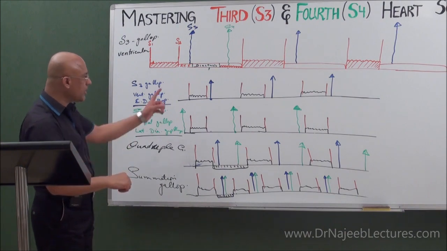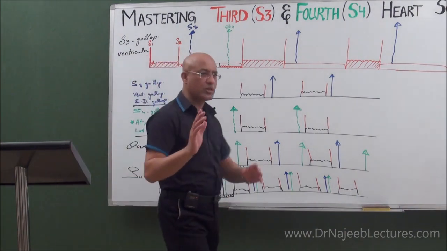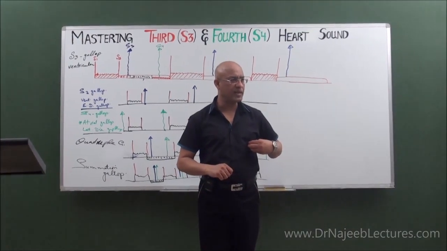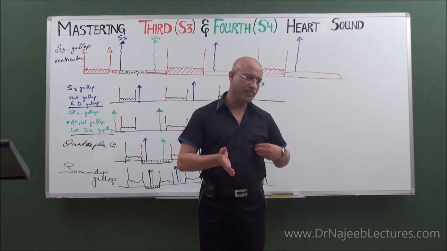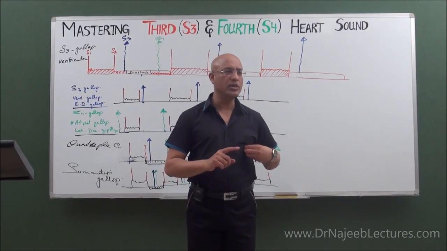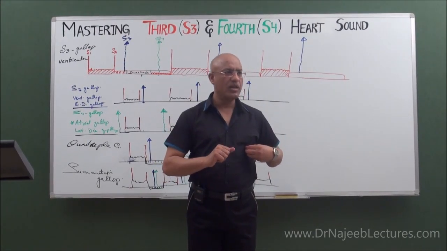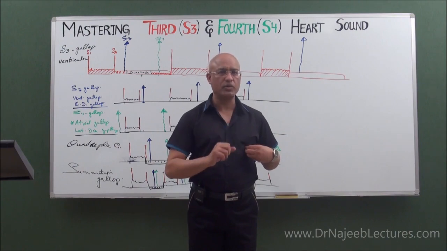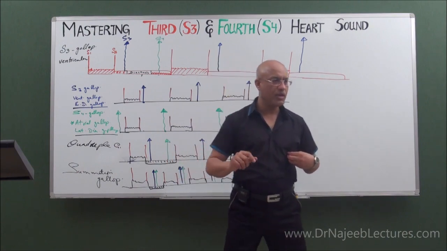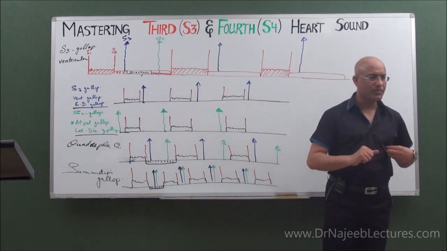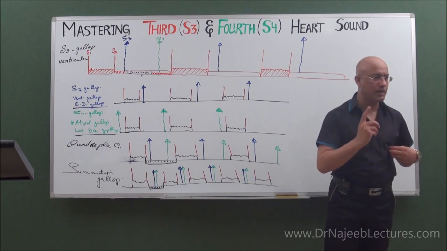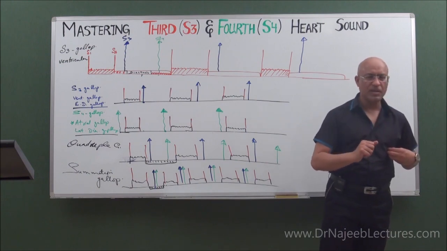Now I will repeat. You tell me which pattern is going on. You are putting the stethoscope with the bell on the apex area. The patient is turned to the left lateral decubitus position, and you are trying to hear during expiration. If you hear lup dup ta, lup dup ta, lup dup ta, what is it? Third heart sound, or simply call it S3 gallop.